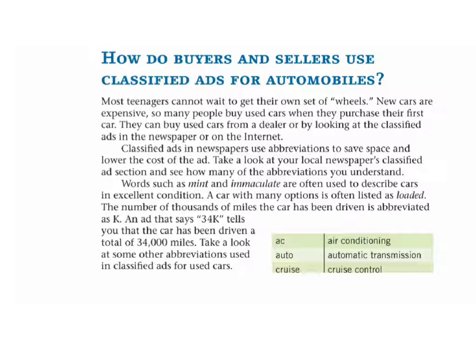Take a look at your local newspaper's classified ad section and see how many of the abbreviations you understand. Words such as mint and immaculate are often used to describe cars in excellent condition. A car with many options is often listed as loaded. The number of thousands of miles the car has been driven is abbreviated as K. An ad that says 34K tells you that the car has been driven a total of 34,000 miles. Take a look at some other abbreviations used in classified ads for used cars.